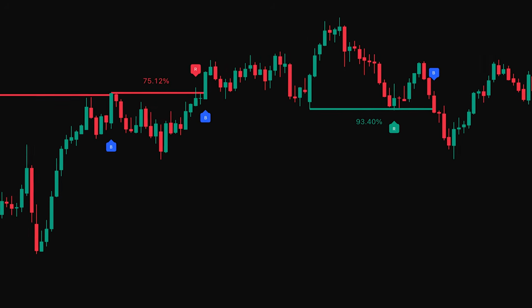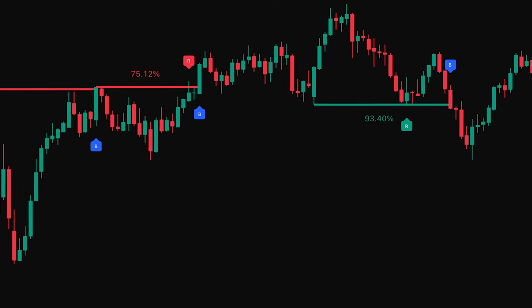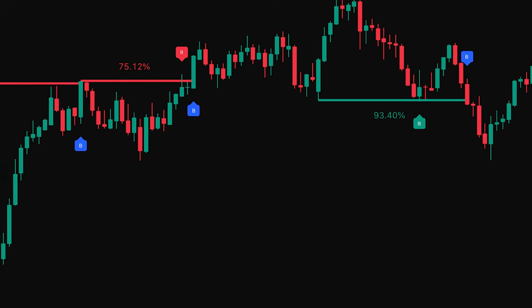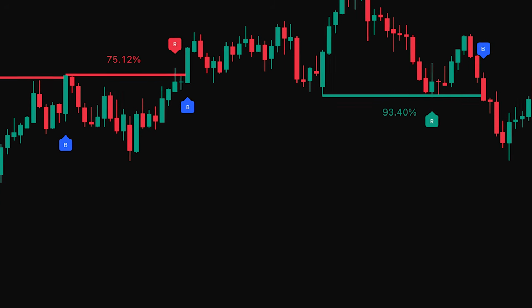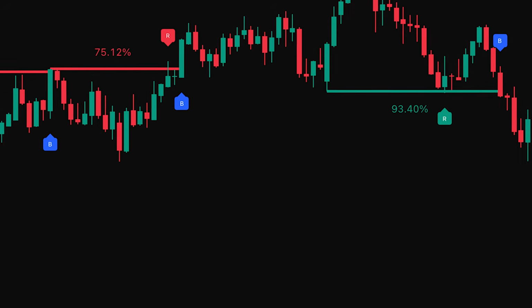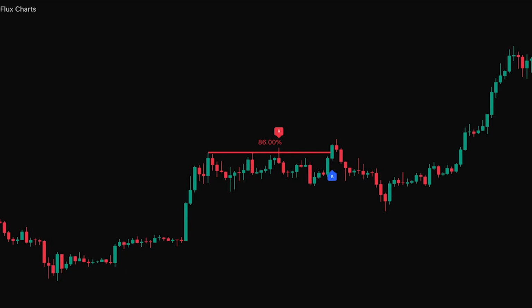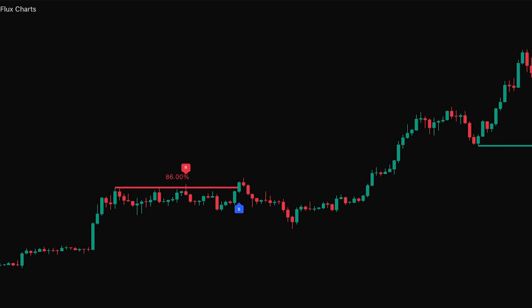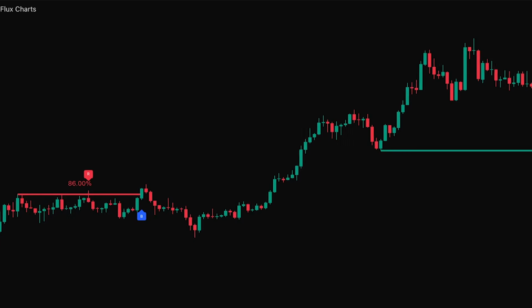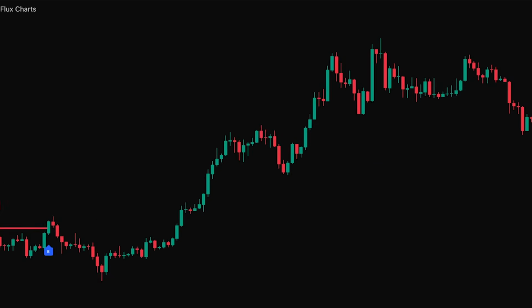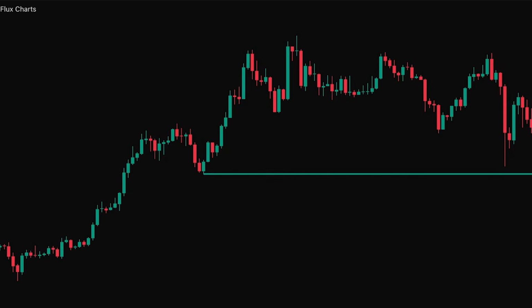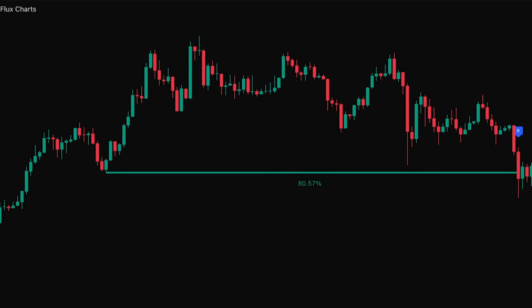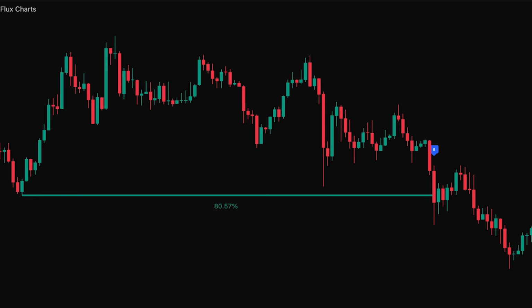Retest and break labels. R pops up when price respects, bounces off the level again. B when it breaks decisively, visual confirmation without staring at candles all day. Clean and adaptive. Lines only appear for high probability pivots. Chart stays readable, and it updates dynamically as new data comes in. No repainting nonsense in most cases.